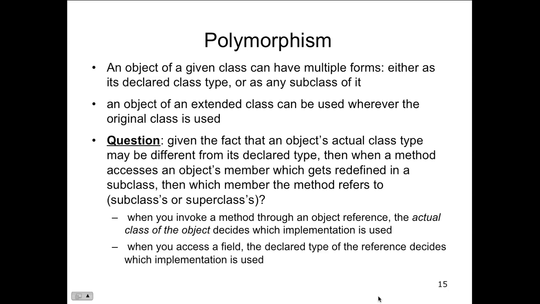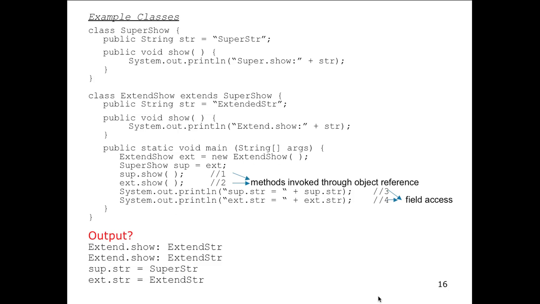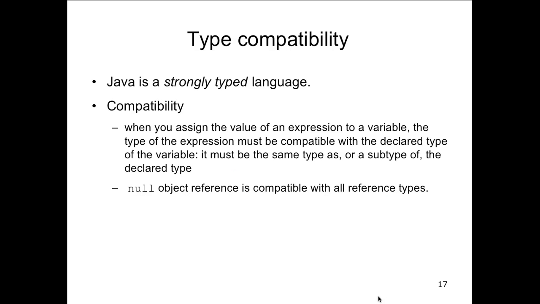When you access a field, the declared type of the reference decides which implementation to use, which is kind of like what I was saying before. And here's another one of these lovely examples which I don't like. So I'll show you that with assignment number 2. We're going to do assignment number 2. So I'm actually going to show you assignment number 2, more of it than assignment number 1.